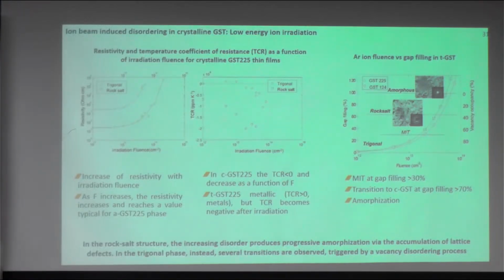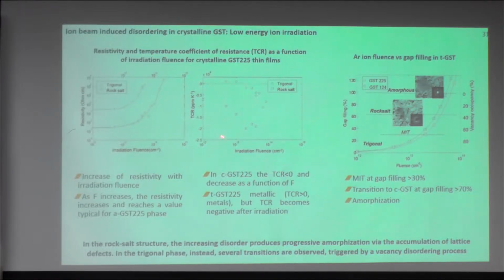Also, we can observe the transformation from metal to insulator. If you start with the trigonal phase, you know it already behaves like a metal, and by ion irradiation with particular fluences, this structure transforms to an insulator, confirming these results.